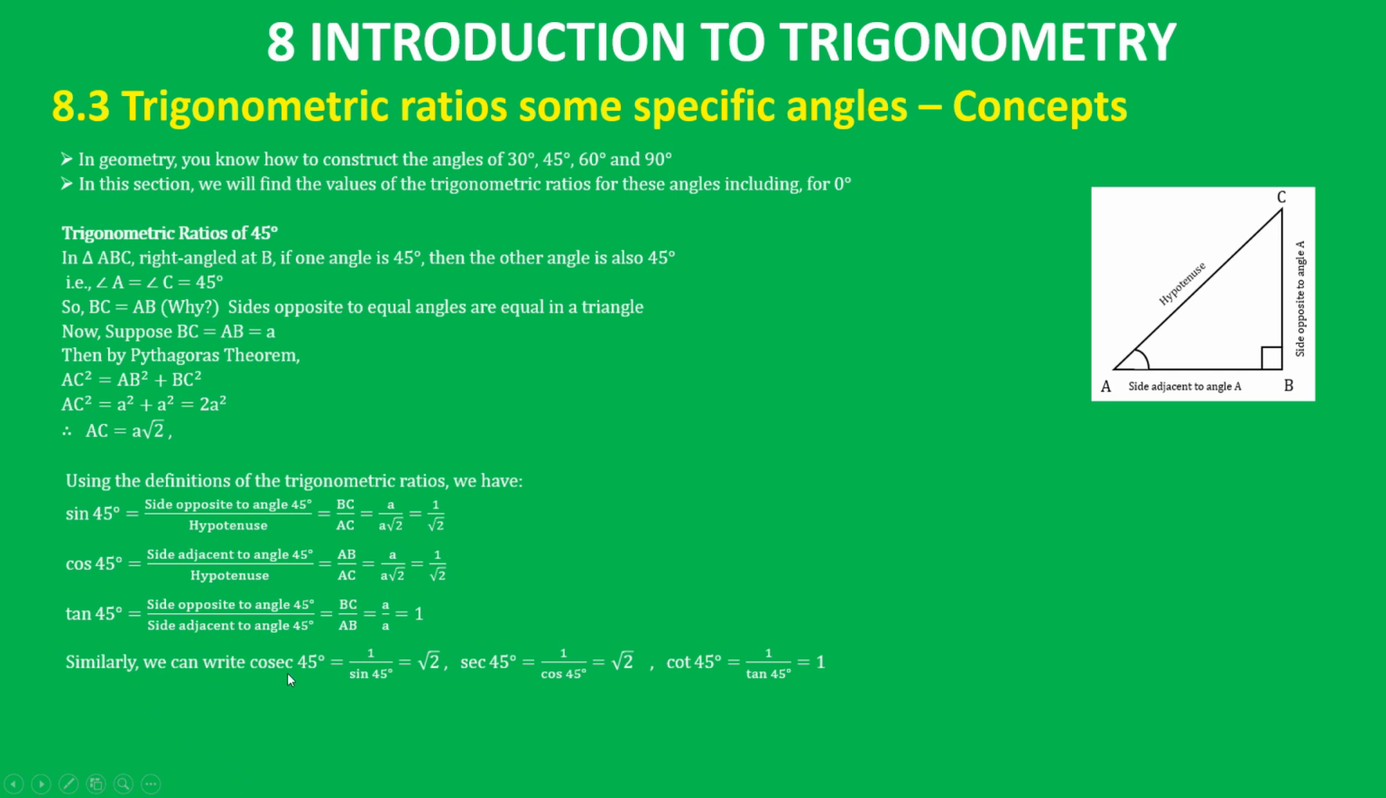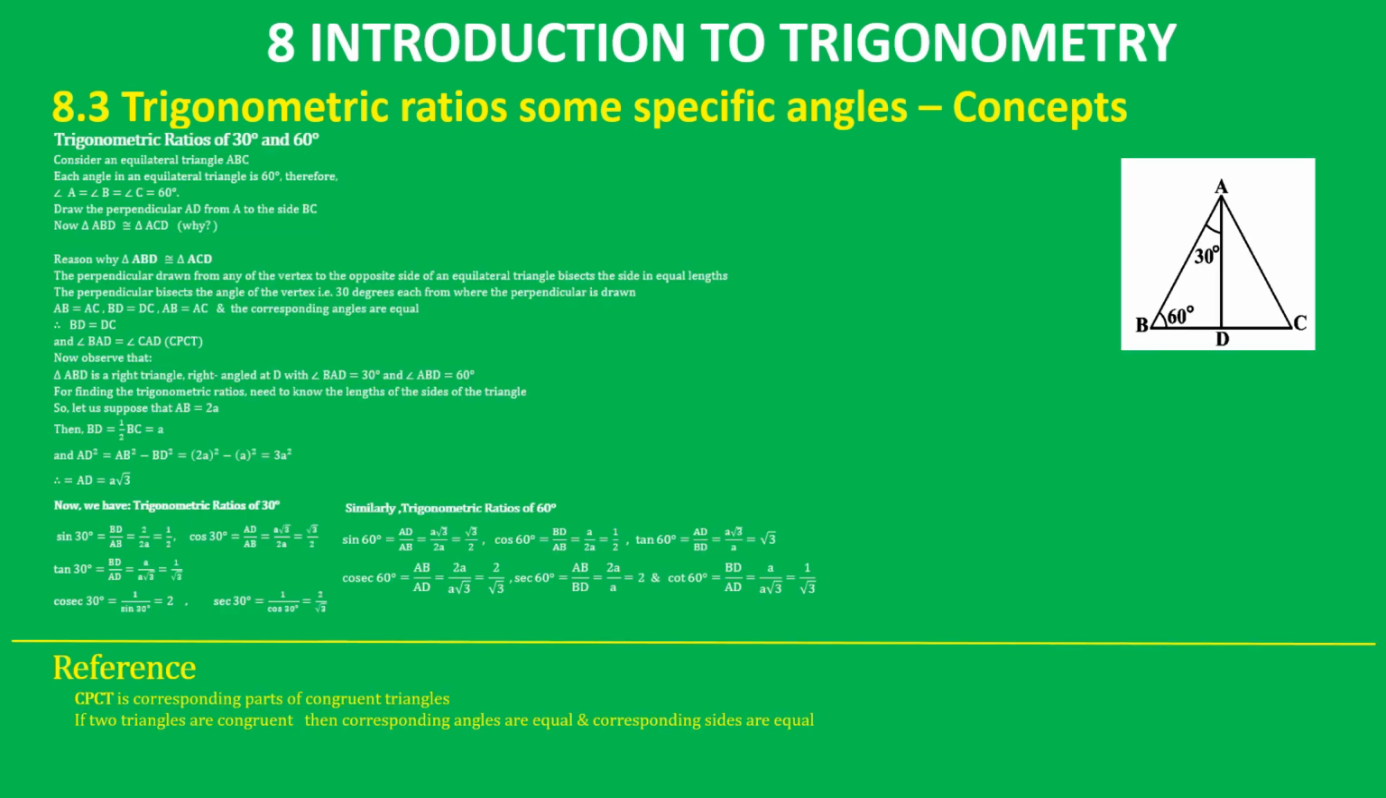Similarly, we can write cosecant 45. What is cosecant 45? Reciprocal of sine 45. 1 by 1 by root 2 is nothing but root 2. What is secant 45? 1 by cos 45 degrees. Okay, that is root 2. Then cot 45 is equal to 1 by tan 45, which is nothing but 1. So we have calculated trigonometric ratios for 45 degrees, right? Then we'll go to the next slide.